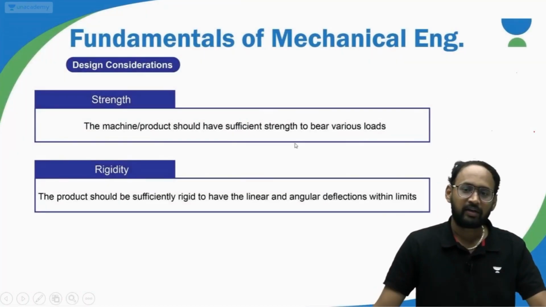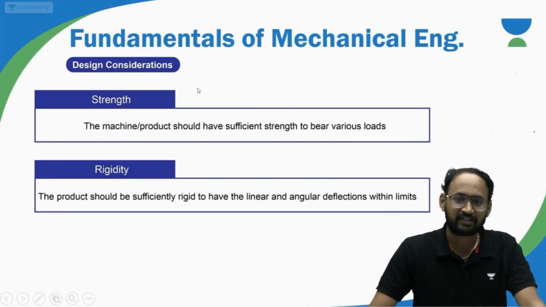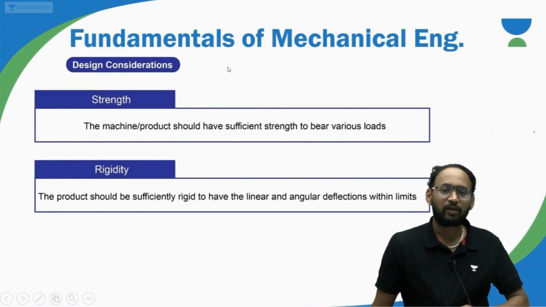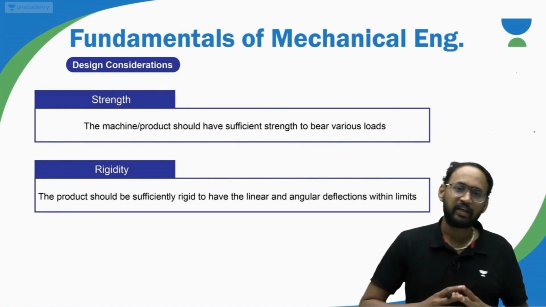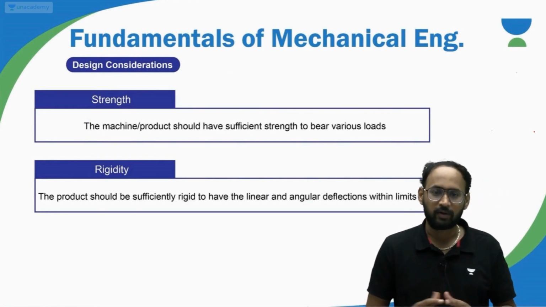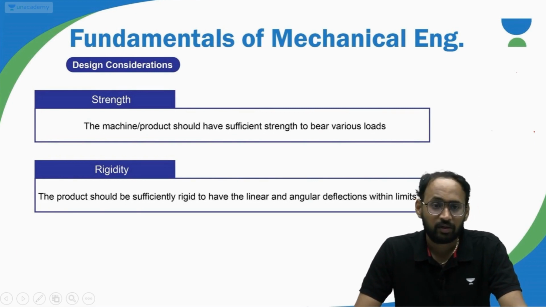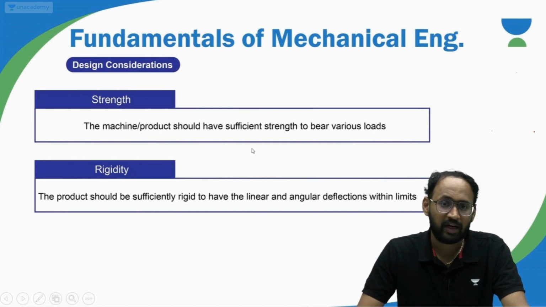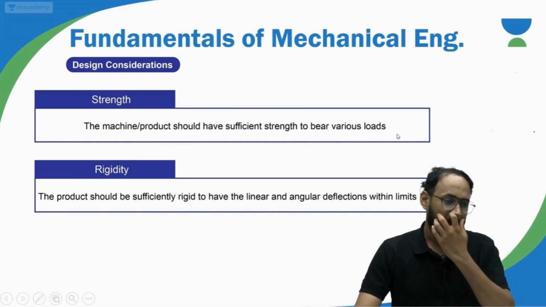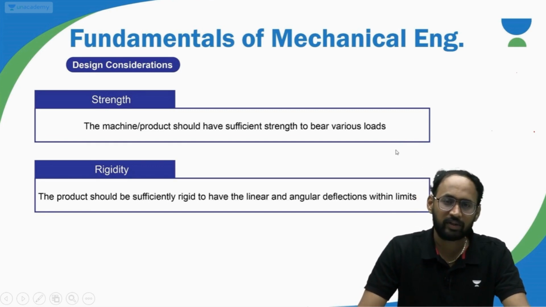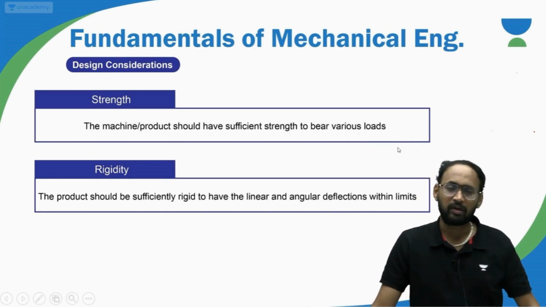Okay, let's start with strength as a design consideration. So strength is nothing but the load bearing capacity of the machine or of the product, whatever you are considering. This machine or the product should have sufficient strength to bear the loads, right? Say for example, you are going to design an automotive chassis, a car chassis for that matter.